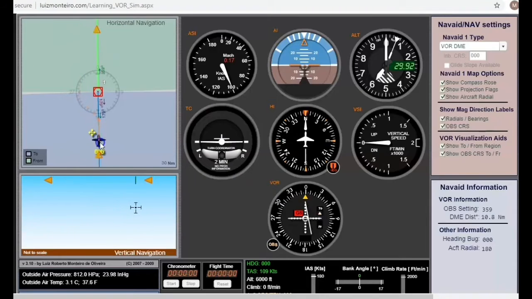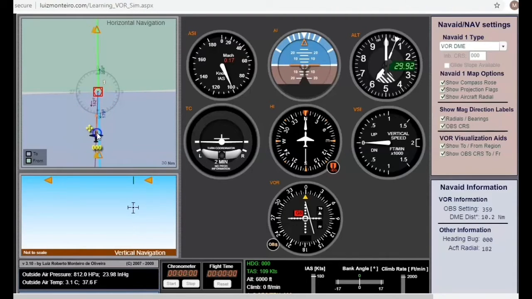Now we often say that as you approach the station, the needle gets more sensitive. The reason is the distance from a full-scale needle deflection, one side to the other, is only 10 degrees from centered. So if I was 10 degrees over to the side of the radial, the needle would be full scale deflected. And you can see that the distance from centered to full scale deflection gets tighter and tighter as you get closer and closer.